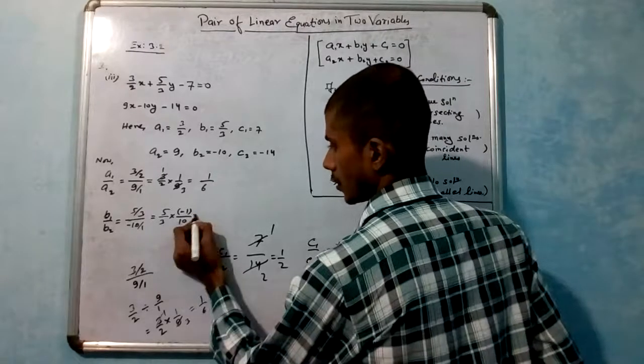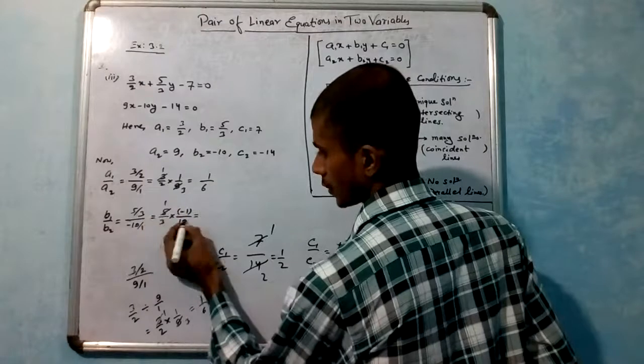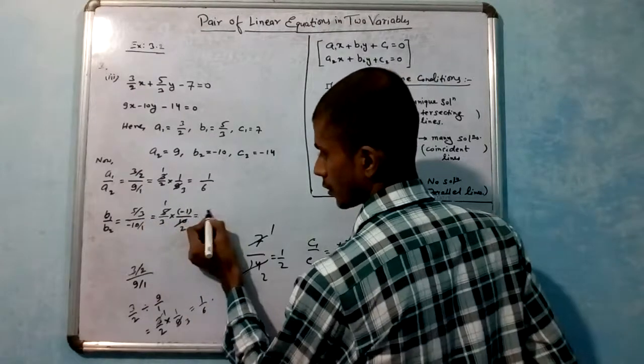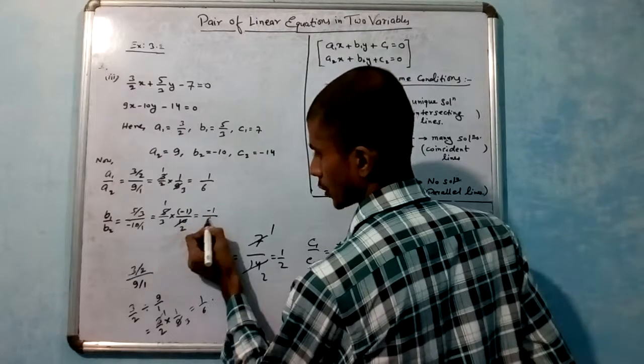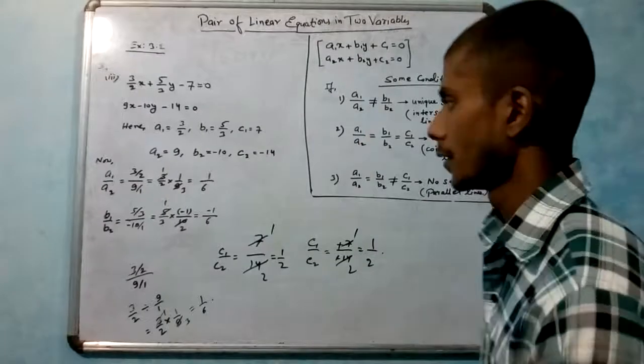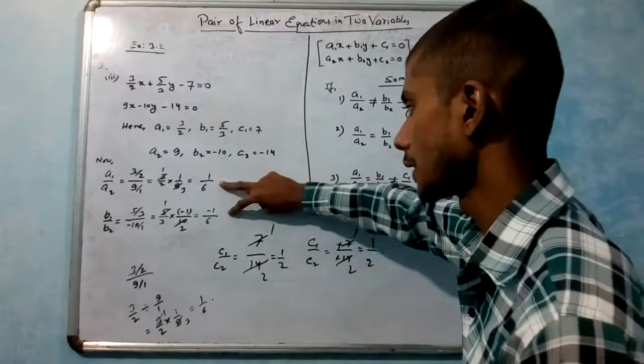Okay? Now any cancellation? Yes. 5 1 is 5, 5 2 is 10. Now 1 into minus 1, how much? Minus 1, and 3 into 2, 6. So minus 1 by 6. Isn't it? Observe and say what?